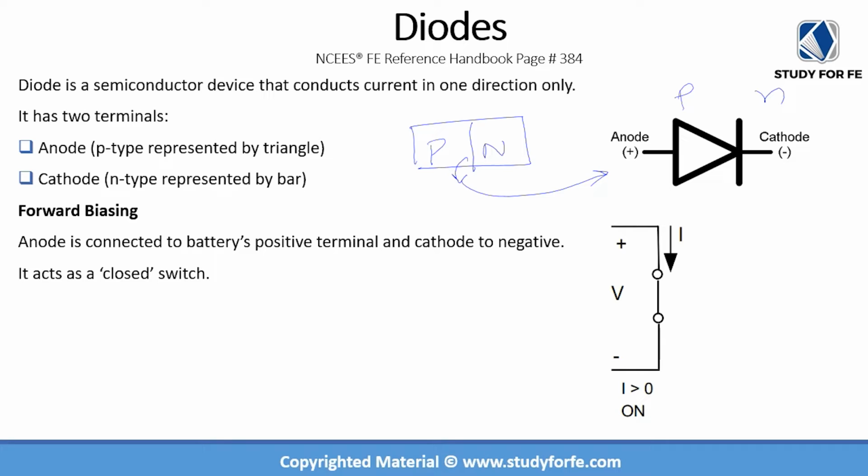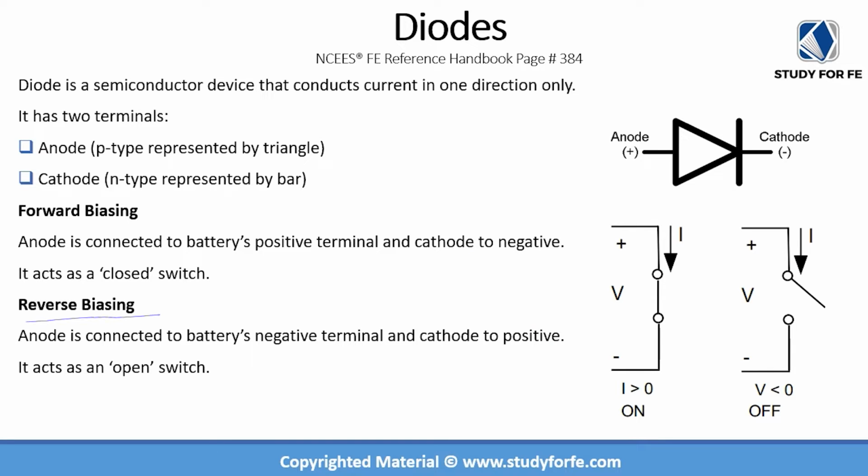Now, when it comes to biasing of a diode, it's no different than the biasing that we discussed for the p-n junction. So in forward biased mode, we have positive voltage applied at the anode and negative voltage applied at the cathode. So the anode is connected to the battery's positive terminal and the cathode is connected to the negative terminal. And the diode will basically act as a closed switch or a short. So when we have positive biasing, this basically acts as a short wire.